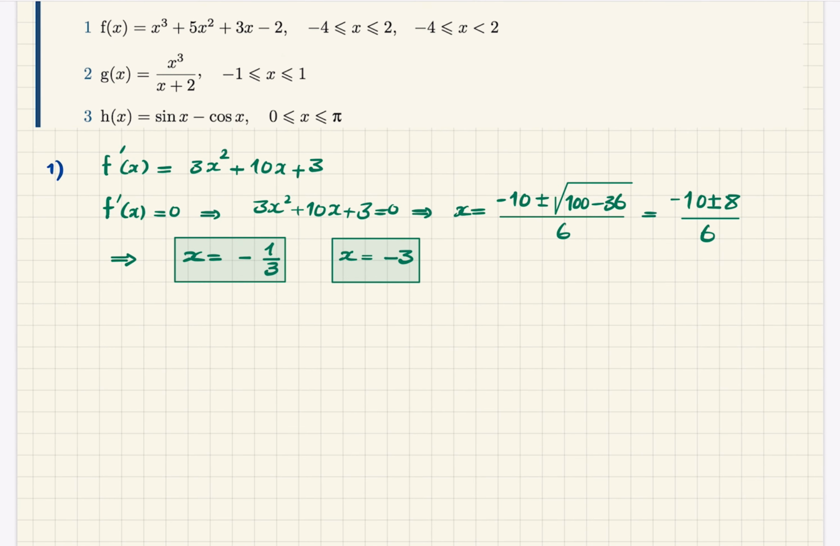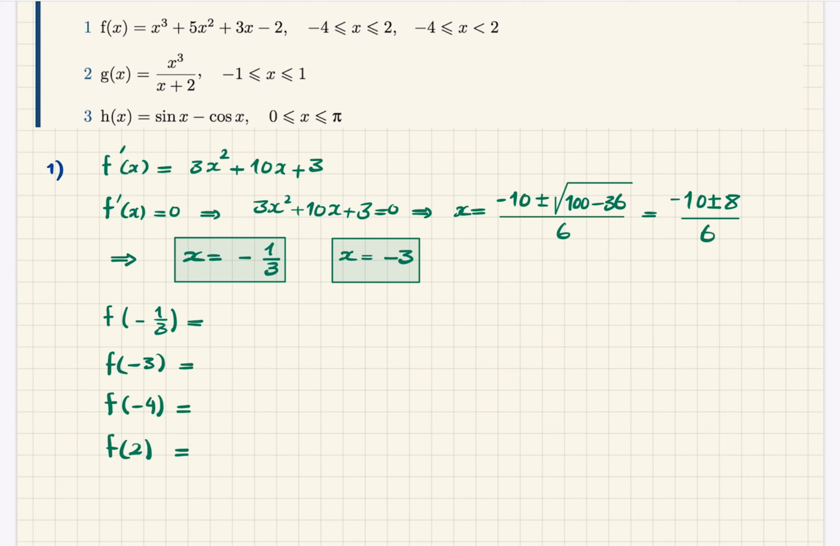And the next step is to do what? The next step is to calculate the function at these points, not the derivative, the function. Also at the end points. And then you get four numbers. Comparing these four numbers is very simple. The highest one is the absolute maximum and the lowest one is the absolute minimum. So let us calculate this.